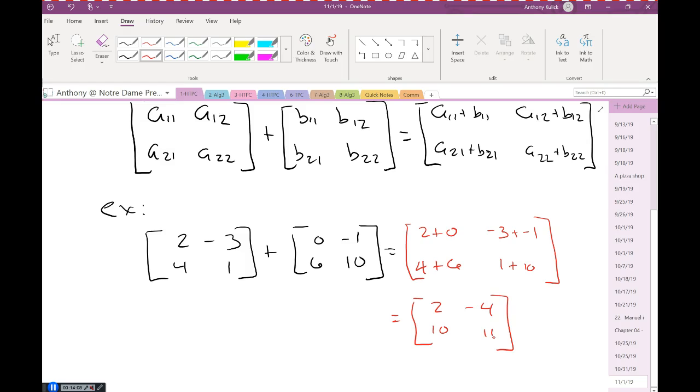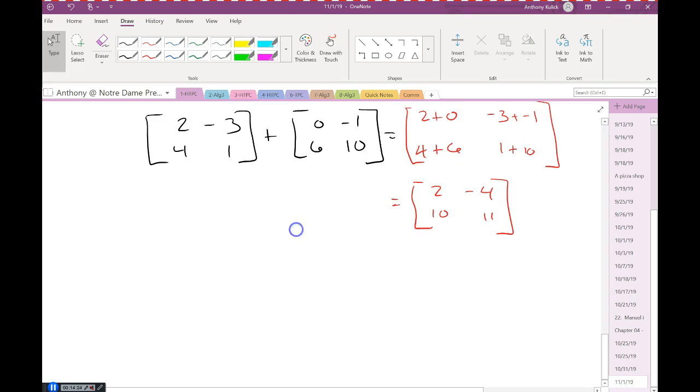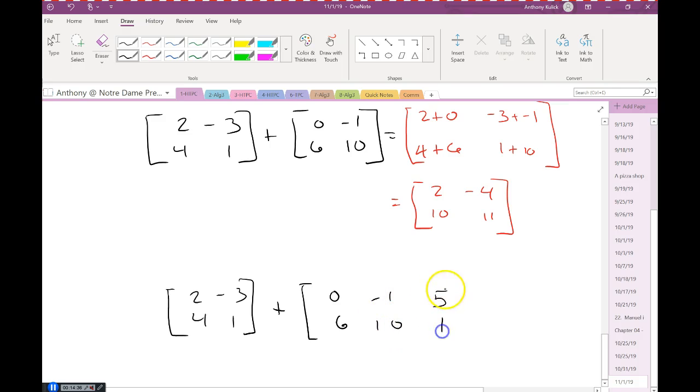So this is also pretty easy, right? This works exactly like we'd hope it to work, right? You just basically add the corresponding parts together and that's it. Everybody okay with that idea? Let's do one other example here. What if I wanted to add these two matrices together?